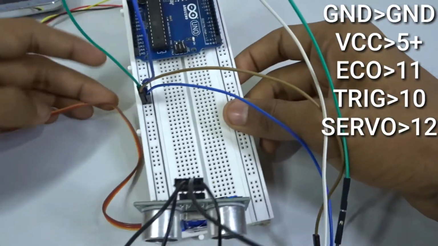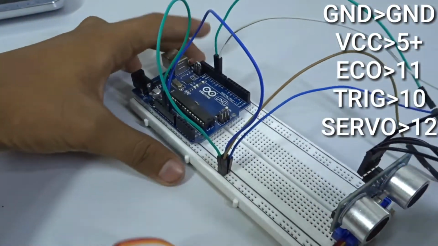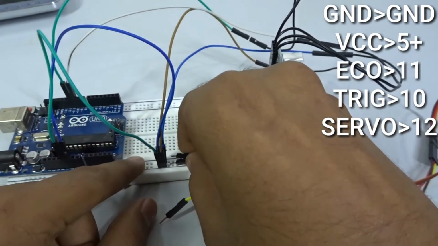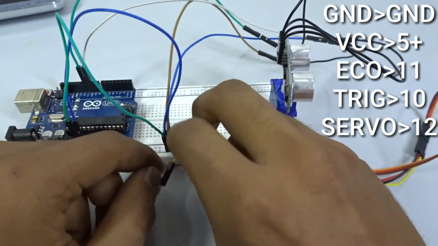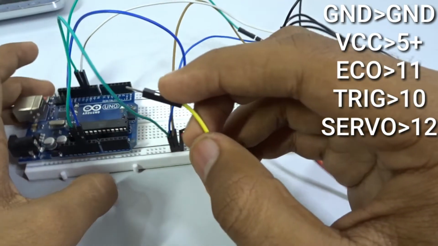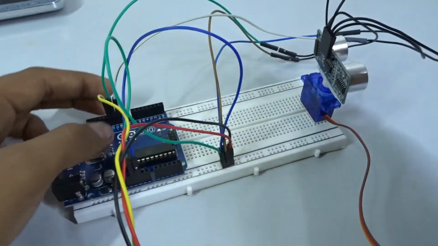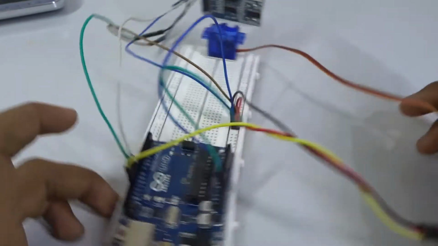Now once you have placed, you need to do the servo. So same with the servo, positive, ground, connect them right here like this, and then the servo wire goes to the 13 pin like that. And now you are done with the wiring.